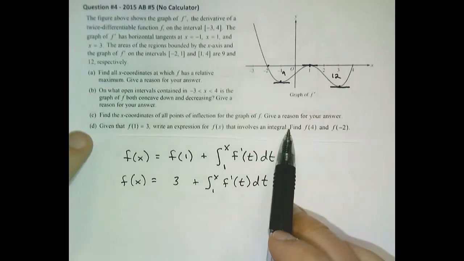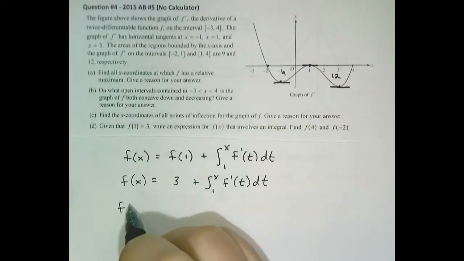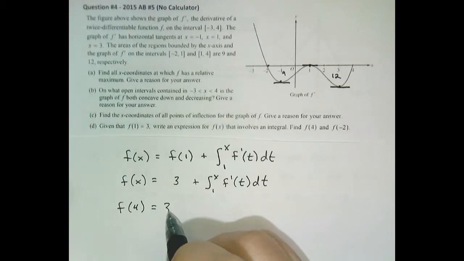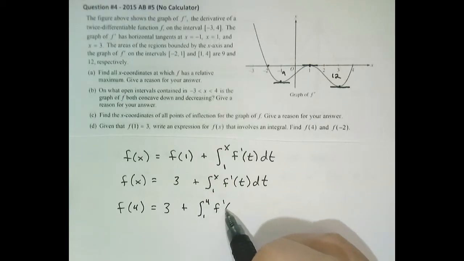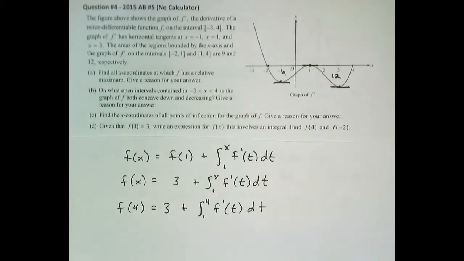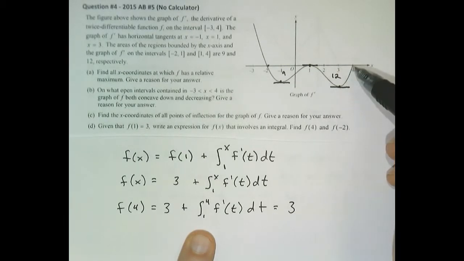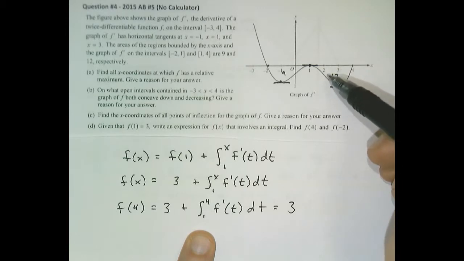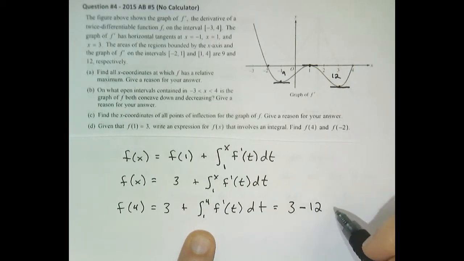So we've done the first clause. Now we need to evaluate f of 4 and f of -2. f of 4 would be 3 plus the integral from 1 to 4 of the rate function. The integral from 1 to 4 is, they gave us the area as 12 units, but we are going forward and the curve is below the axis, so we are losing accumulation. 3 minus 12 gives us an answer of -9.